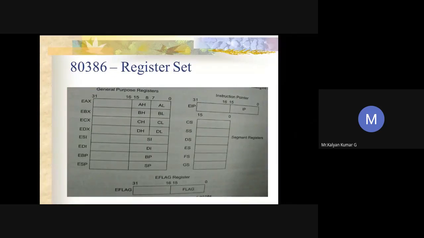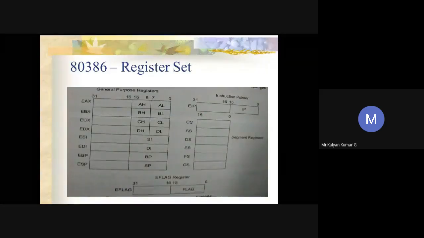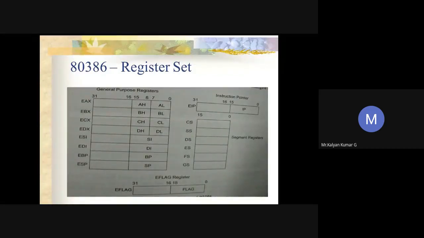For the stack pointer, we have the 32-bit stack pointer ESP, and SP, for stack operations. Instruction pointer, EIP, IP, is used to hold the instruction offset. And last, the flag register. It is used for processor status. So these are the different registers which are available in 8086.